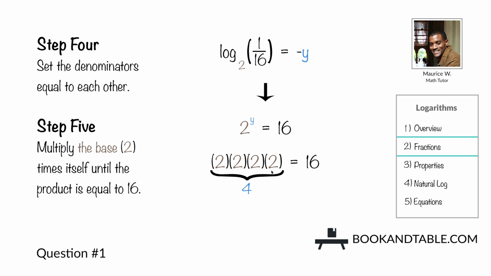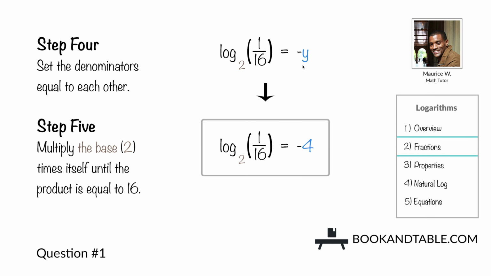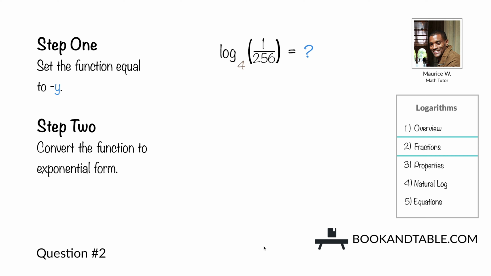So we find that we multiply the base 2 times itself 4 times, letting us know that y is equal to 4. And if y is equal to 4, that lets us know that log base 2 of 1/16 is equal to negative 4. So that is the answer to question number 1. Let's now have a look at question number 2.